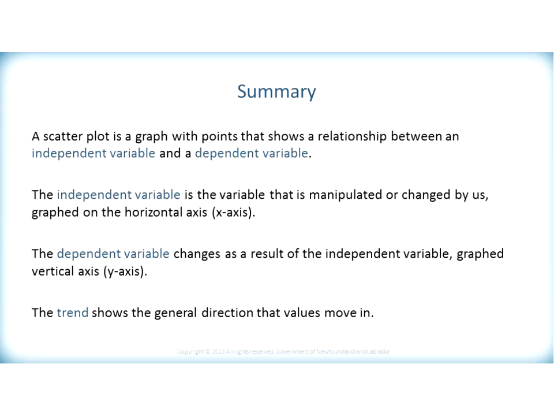And the trend shows the general direction that values move in. In our example, we had a positive trend, a general trend, where as our independent variable increased, so did our dependent variable. We can also have what is called a negative trend in our data, where as our independent variable increases, moving from left to right, we see a decrease in our dependent variable.